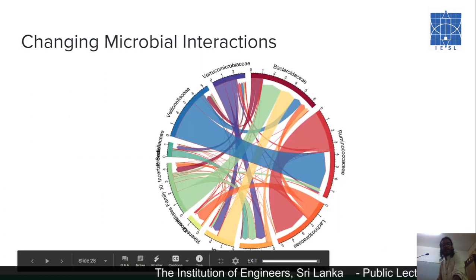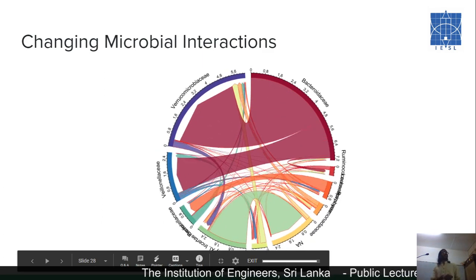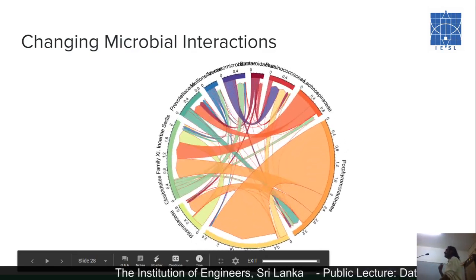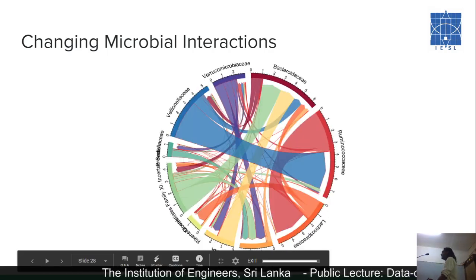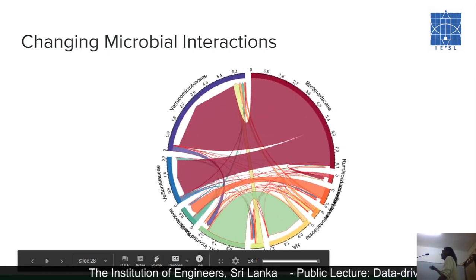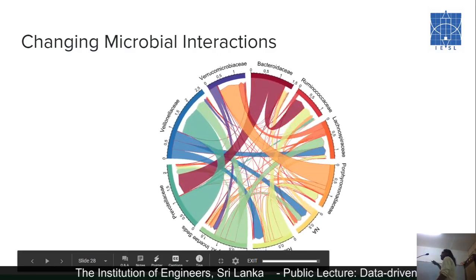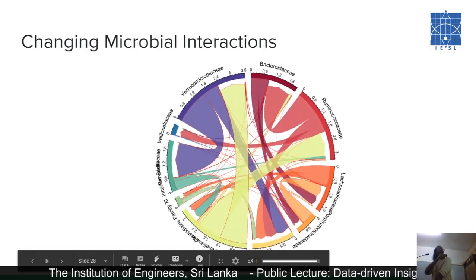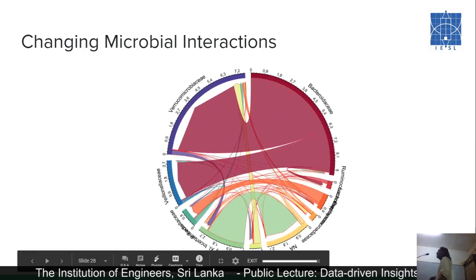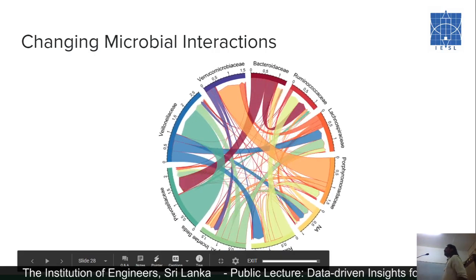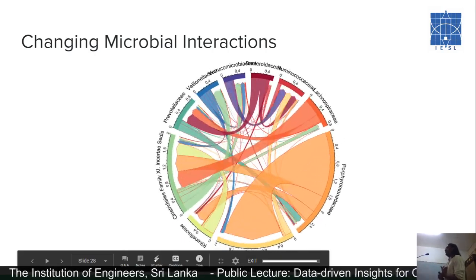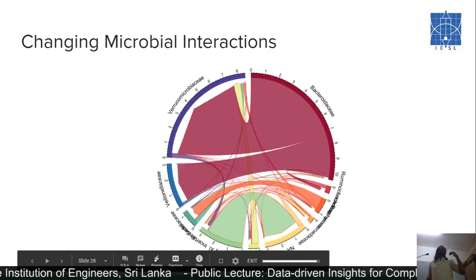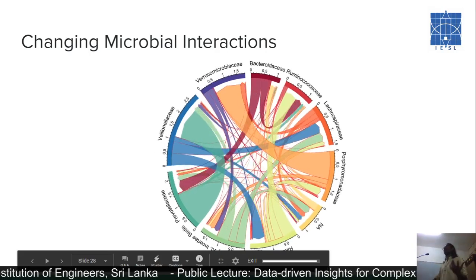And I will quickly show something else. This is the interesting work I'm working on now. Before, I assumed that these interaction networks remain the same. So if I said bacteria A eats bacteria B, it remains the same. But now I'm trying to investigate whether these keep changing, because bacteria are known to change quite a lot. And this is my research on finding out changing microbial interactions.